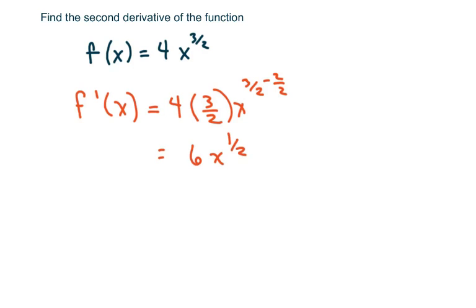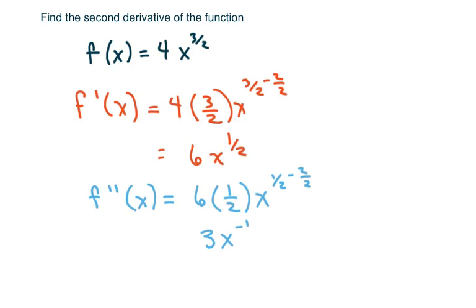And then we're going to take the second derivative, and that's going to be 6 times 1/2 times x to the 1/2 minus 1, which is going to be 2/2. So it's going to be 3x to negative 1/2, which equals 3 over x to the 1/2, or 3 over square root of x.